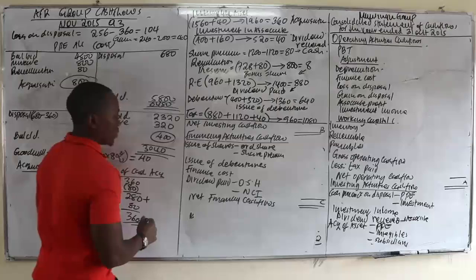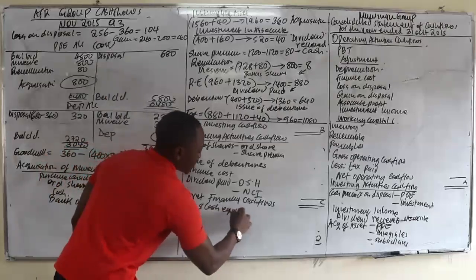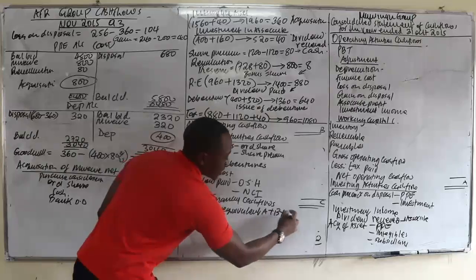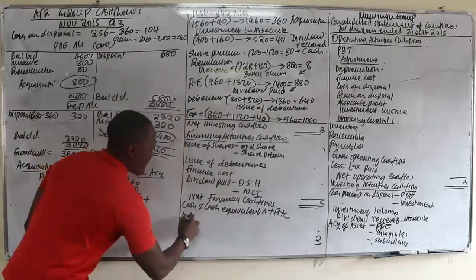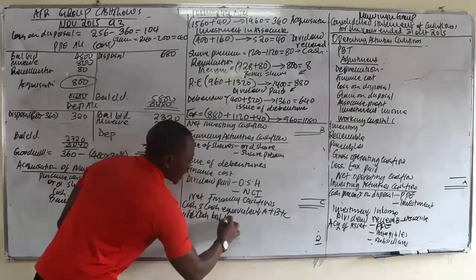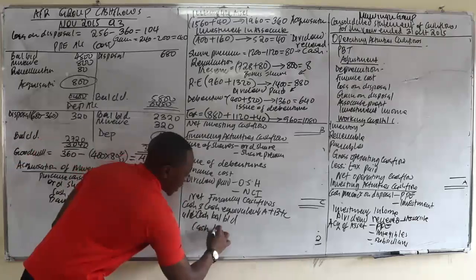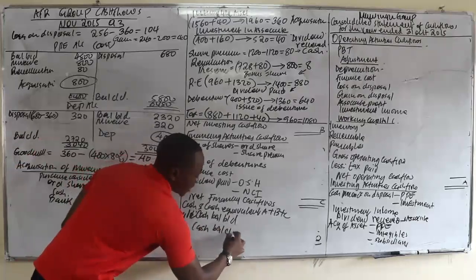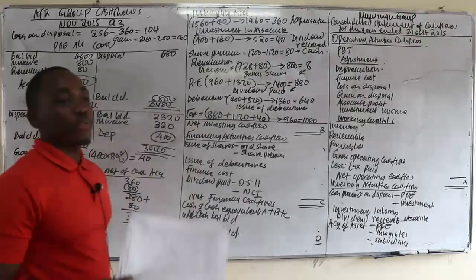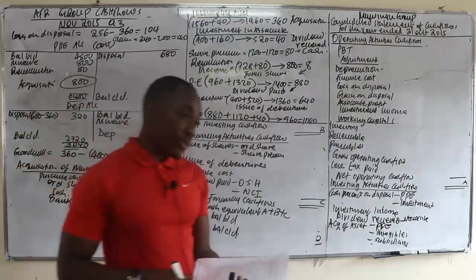Once you have that, now you can factor in the cash and cash equivalents by taking summation of A plus B plus C. Then you add cash and cash equivalent balance brought down and it should balance with your cash and cash equivalent balance carried down. Give me the profit before tax. I told you the format is very important when it comes to cash flow.